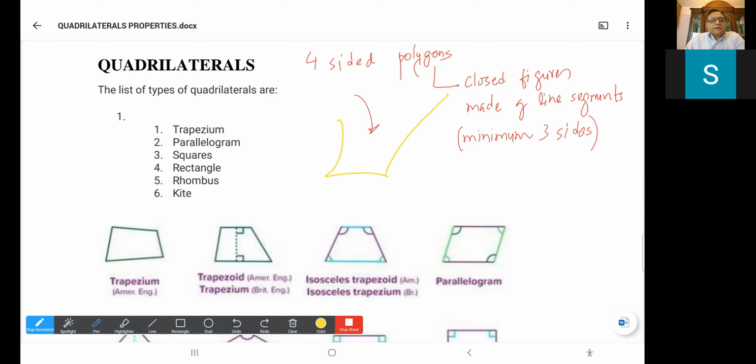Now, quadrilaterals are four-sided figures, and here we see there are 6 types of quadrilaterals: trapezoid, parallelograms, squares, rectangles, rhombus, and kite. Okay, so let's look into these properties one by one. We'll begin with squares. Let me clear this screen now.